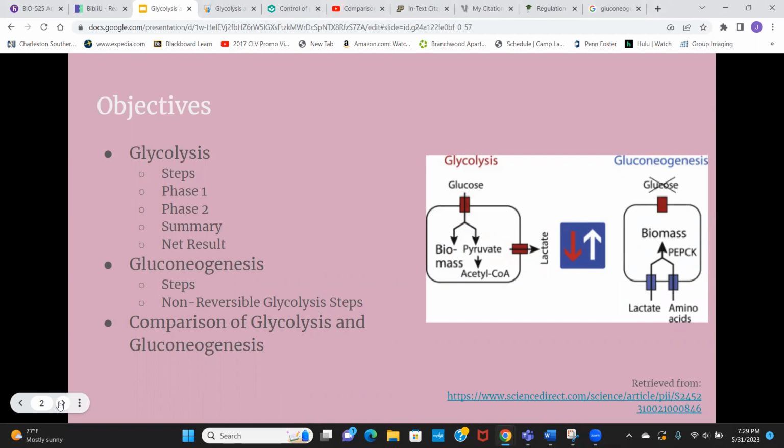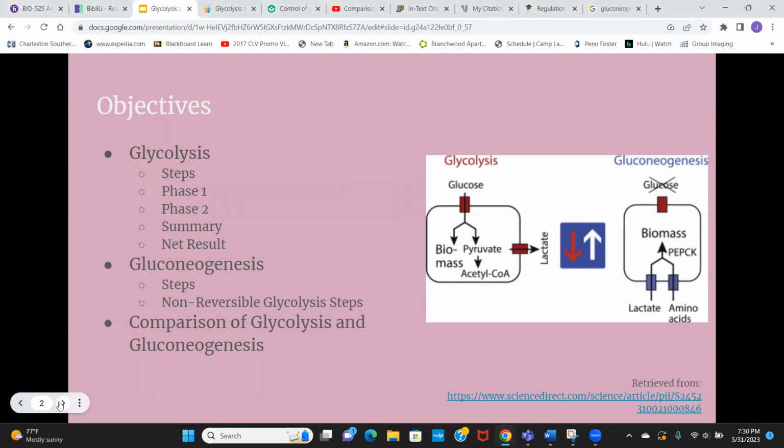First, we're going to talk about glycolysis, what it is, what makes it up. We'll go over the steps of glycolysis in pretty good detail, phase 1 and phase 2, and we'll go over the summary and the net result of glycolysis. Okay, that's what we'll do first.